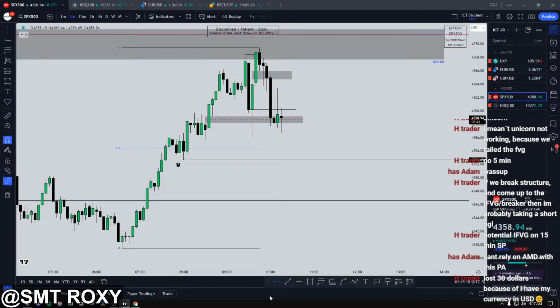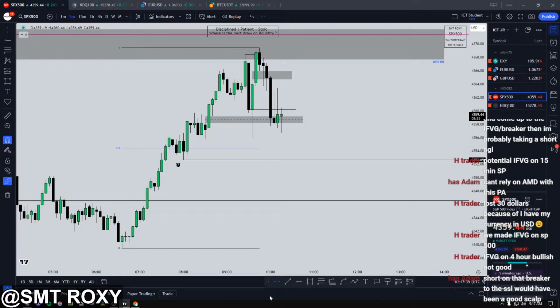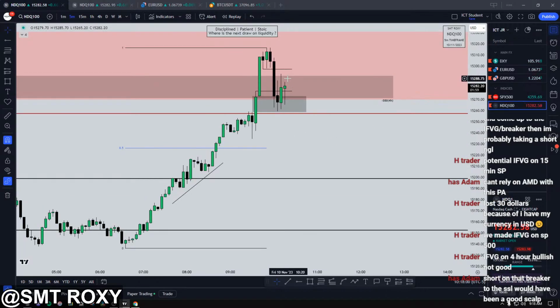We made an inversion on the S&P, an inversion on the 4 hour. Nah, bullish, not good. Yeah, no, it's kind of range bound today, honestly. Showing that breaker to the sell side would have been a good scalp. This one, that's what I mean. If this one's holding this, I think we're not going to drop. If we close below an inverse, change in state of delivery, then I think we're going to drop. But if we don't get that soon, I think we're just going to continue up. This is not the smart money reversal yet. We're going to form probably a new high, and then drop later.